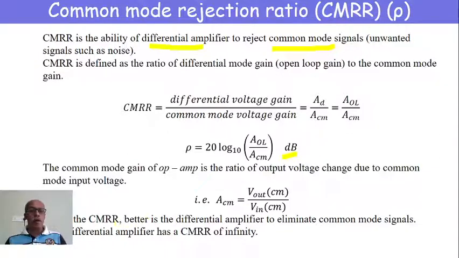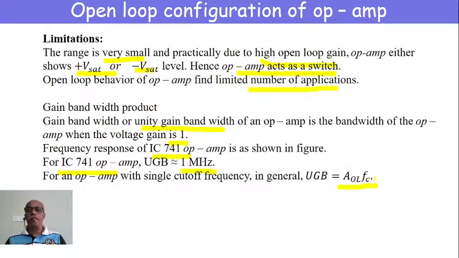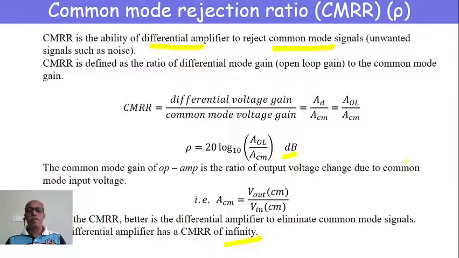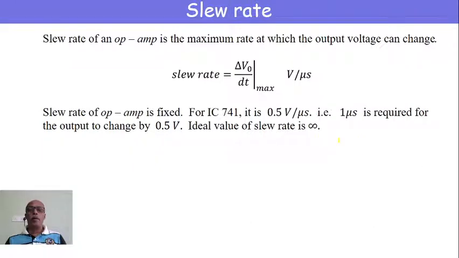The larger the value of CMRR, the better the differential amplifier is at eliminating the common mode signals or unwanted noise. The ideal differential amplifier will have the CMRR equal to infinity. But you can see here that for the operational amplifier 741, the CMRR is 90 decibel.